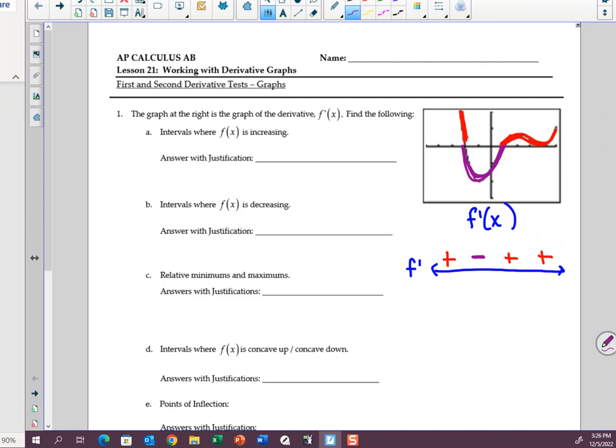are the key elements. And at this point it looks like f prime values are positive up to -2. They then go negative for between -2 and 1. And then they're positive from 1 to 4 and then beyond 4.